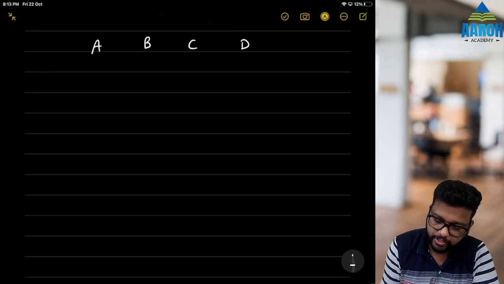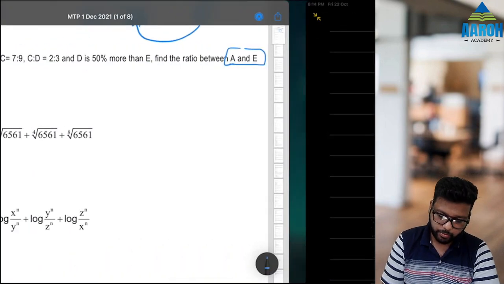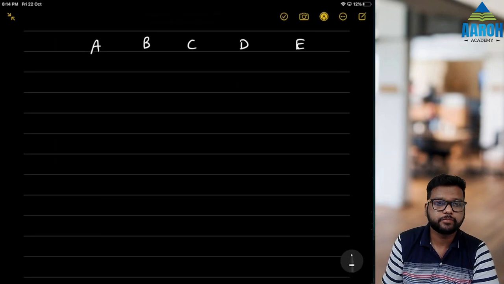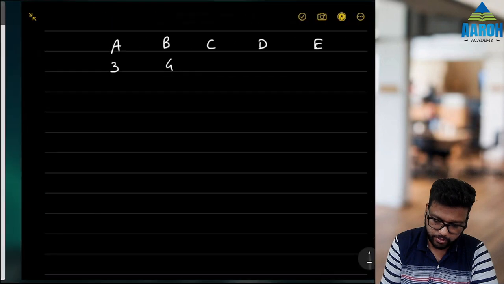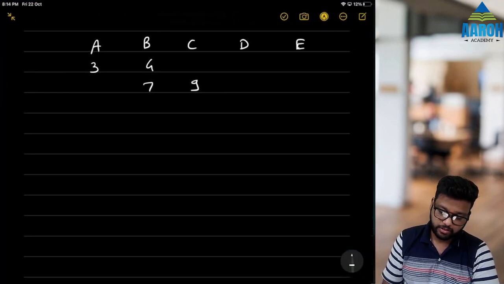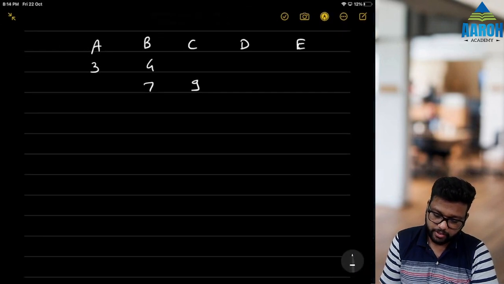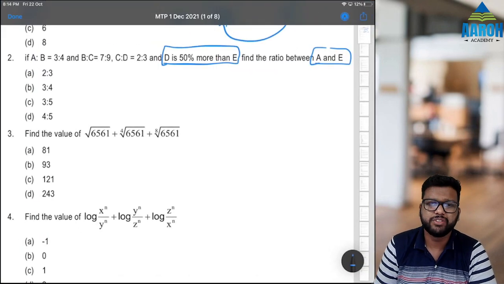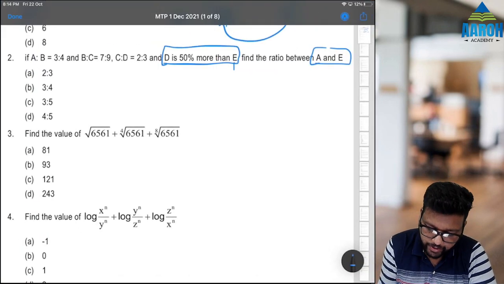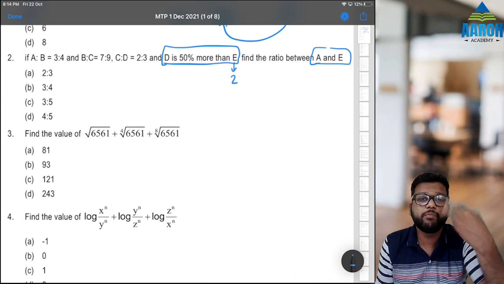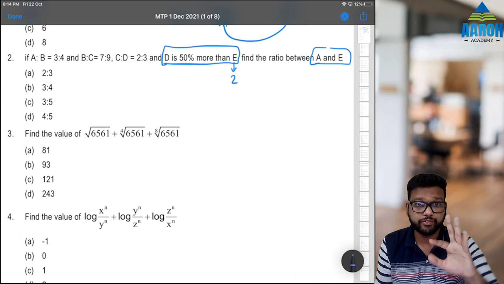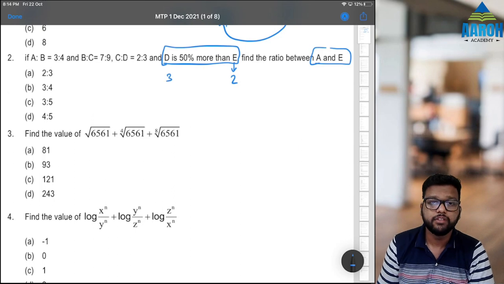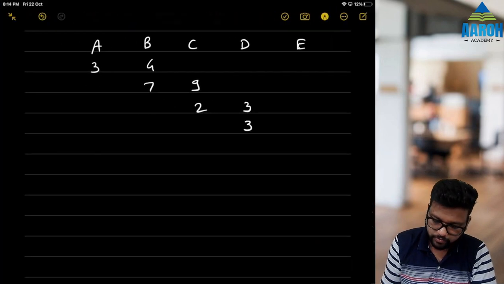A, B, C, D, E. So A is to B is 3 is to 4, B is to C is 7 is to 9, C is to D is 2 is to 3, and they are saying D is 50% more than E. So we can take any two numbers. For example, if E is 2, then 50% more means 50% is half. So half more is 2 plus 1, 3. So D to E will be 3 to 2.